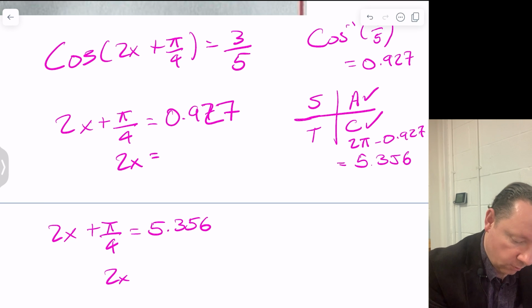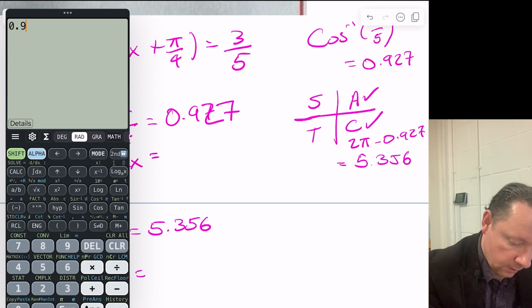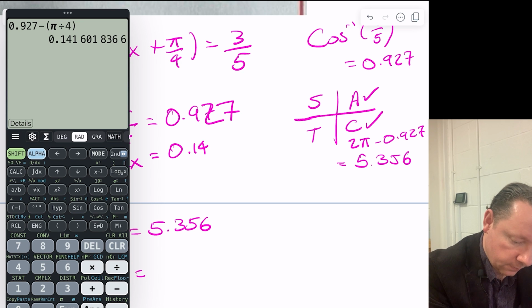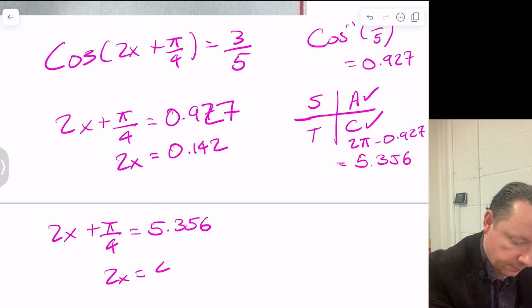So 2x equals, and 2x equals, taking away pi over 4 from each of them. So 0.927 minus pi over 4 is 0.142 even, and 5.356 minus pi over 4 is 4.571.